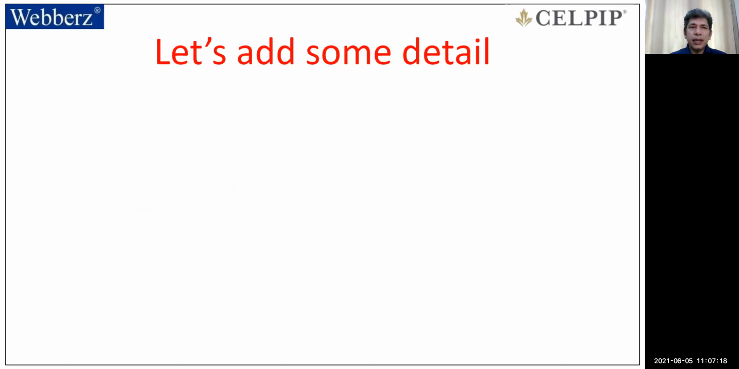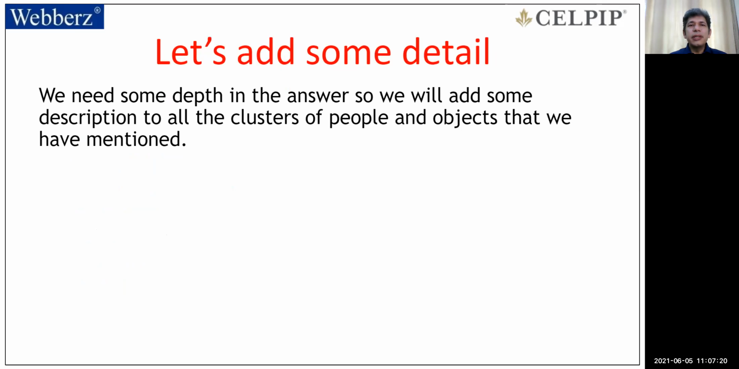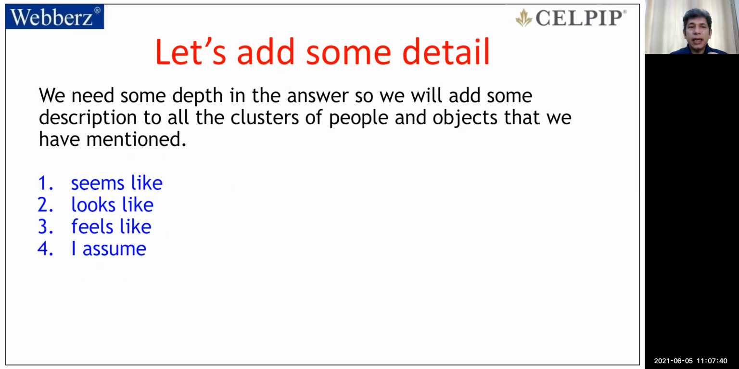Now let's add some detail. We need some depth in the answer, so we will add some description to all the clusters of people and objects that we have mentioned. So what are we going to say? We are going to say it seems like this person is doing this. It seems like, looks like, feels like, I assume, I believe, because you're not sure. So you can say I assume or I believe. This is what you feel about the picture.